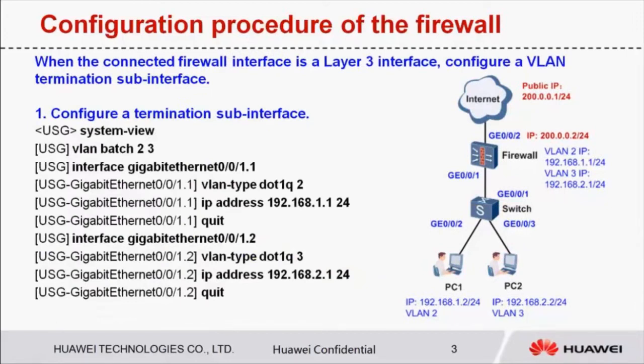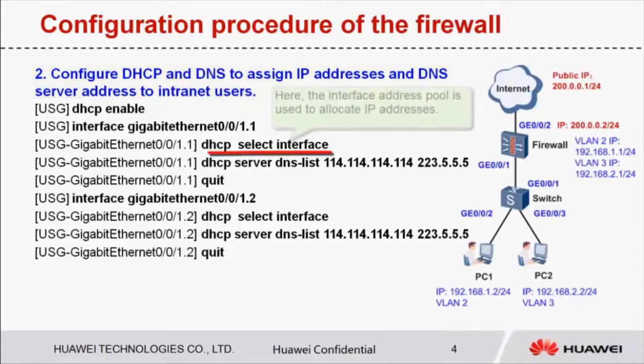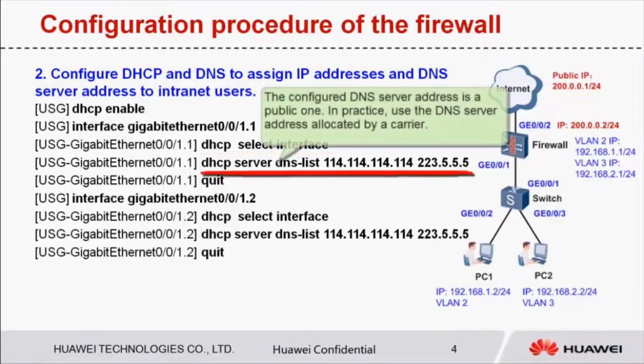When the firewall interface is a Layer 3 interface, 5 steps are needed. Step 1. Configure a termination sub-interface. Before configuring a termination sub-interface, create the corresponding VLAN. Then configure a VLAN and an IP address for the termination sub-interface. Step 2. Configure DHCP and DNS to assign IP addresses and specify DNS server address to Internet users. Here, the interface address pool is used to allocate IP addresses. The configured DNS server address is a public one. In practice, use the DNS server address allocated by a carrier.